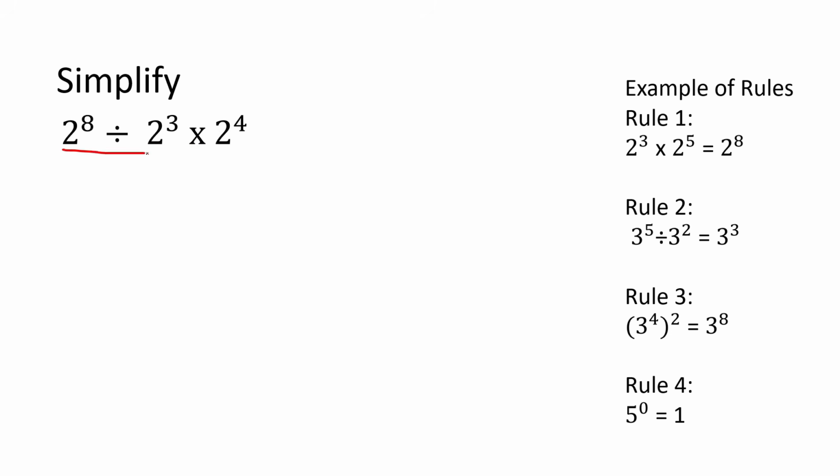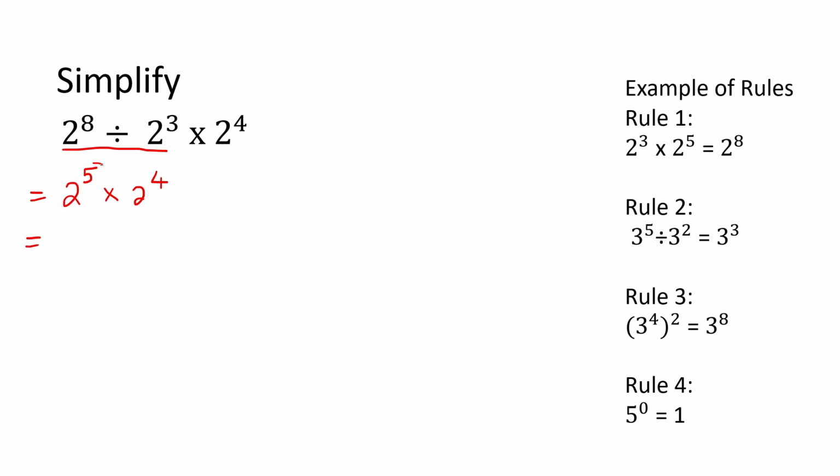So here we have a situation that looks like a divide. So what do we know? We know that you keep the 2 the same, so it stays a 2, right? And then what do we do with these exponents? You subtract them. So what is 8 take away 3? That'll be 5. Okay, so we've done these 2, and now we're just going to say that over there.